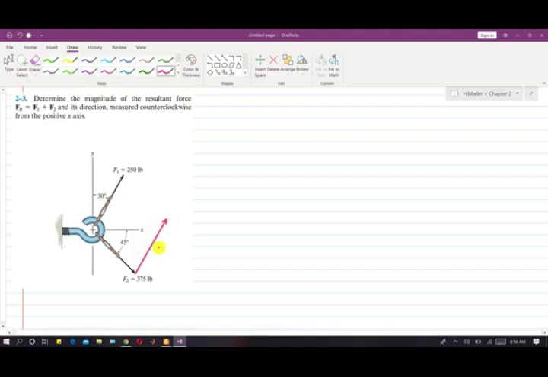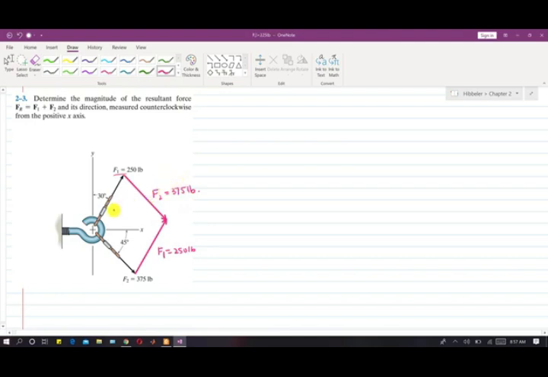So I will write that this is F1, and the F1 magnitude is 250 pounds, which is given. Now, in order to complete the parallelogram, I will copy this F2 force with the same orientation and place it on the head of F1. So this completes our parallelogram, and this is F2, and the magnitude of F2 is 375 pounds.